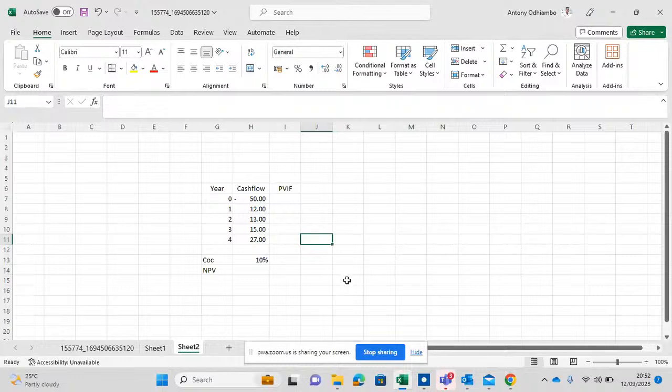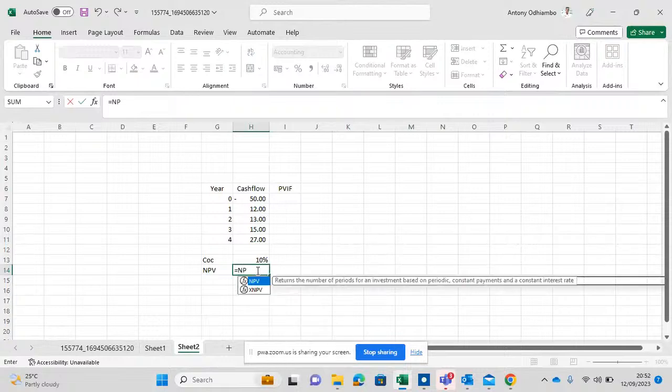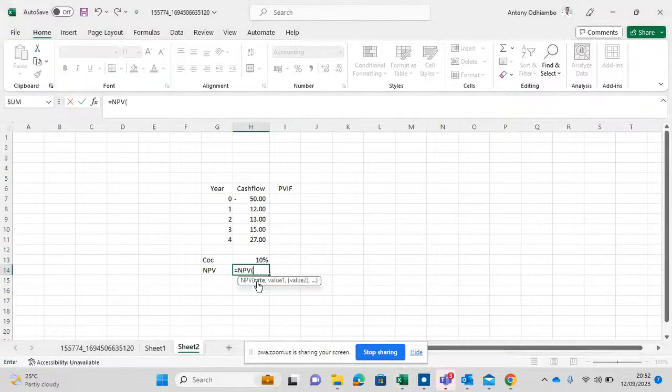And then he has the cost of capital, which is 10%. So can we go underneath NPV? We must always begin with equals to activate a cell. Then you press NPV. Double click that blue one, NPV. It is asking you, what is the rate? The rate is the cost of capital. Pick that 10%, comma.